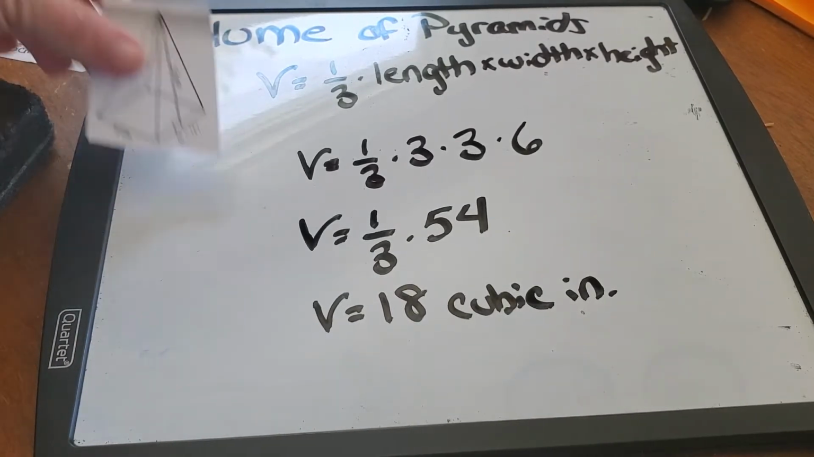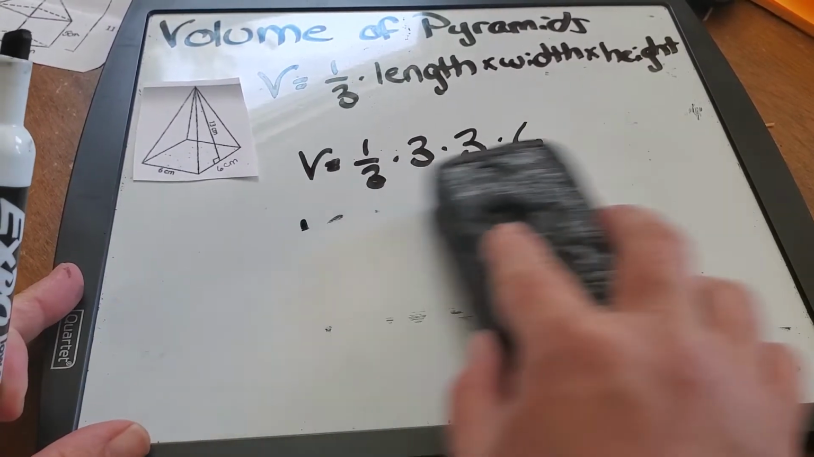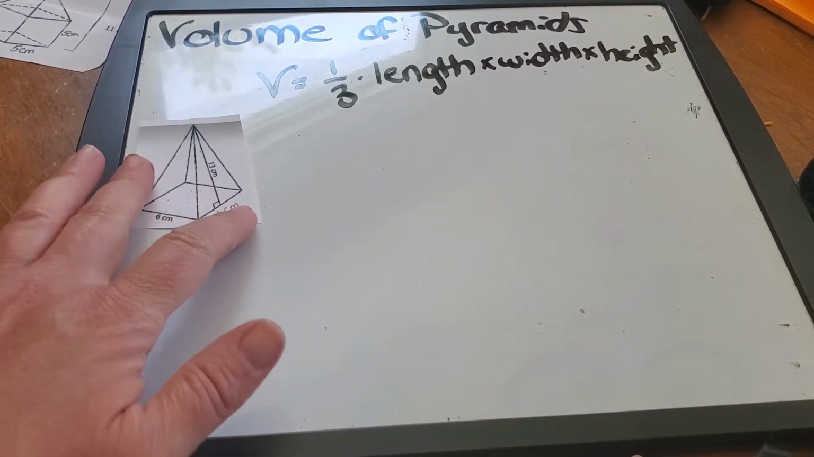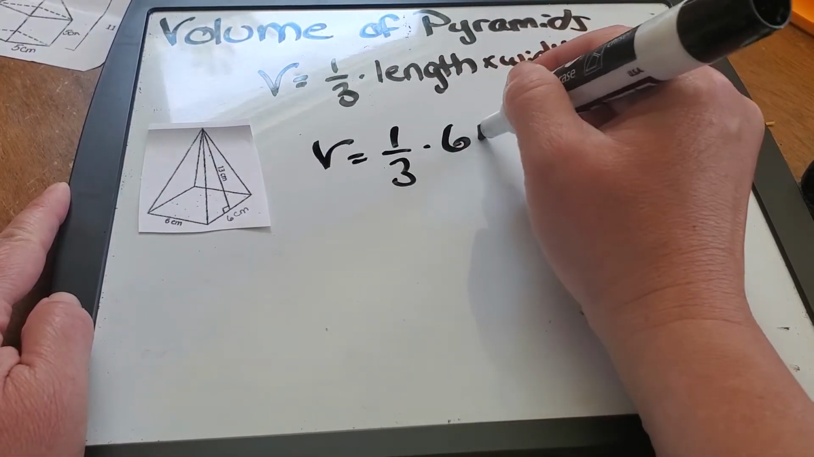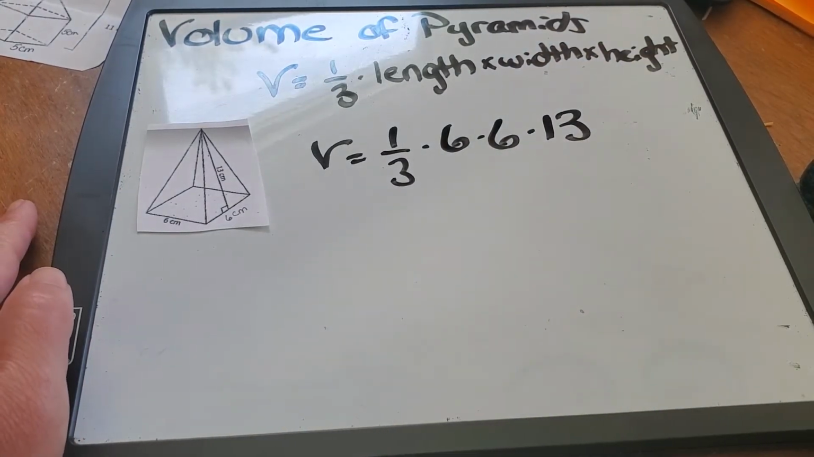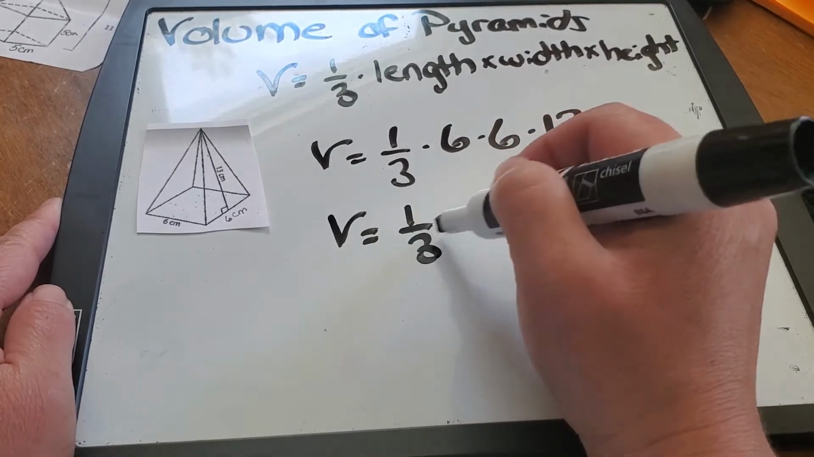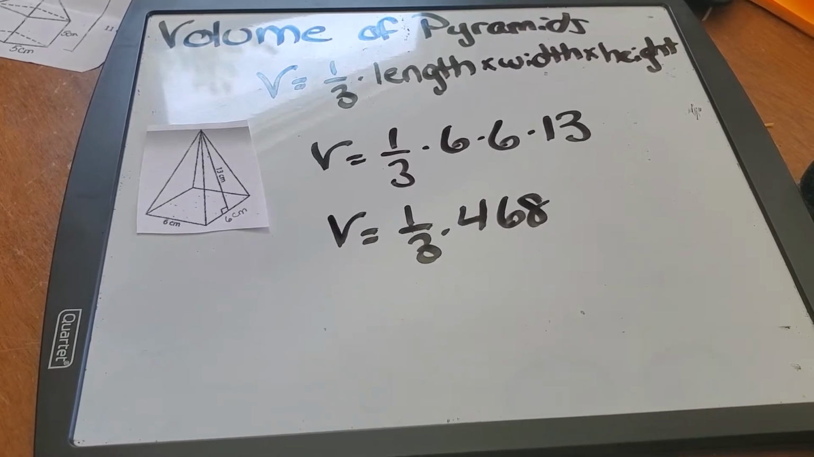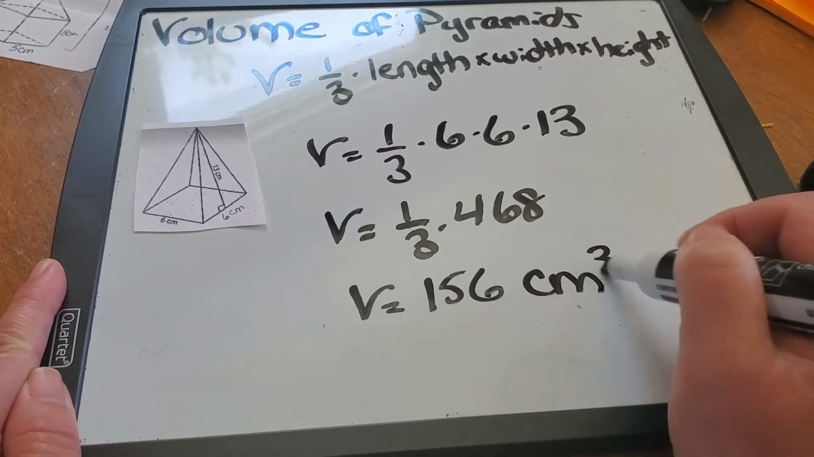Let's do another one like that. Here's another pyramid. To find the volume, I'm going to do 1/3 times the length times the width times the height. So hopefully you can see those numbers. The length is 6. The width is 6. The height is 13. So I'm going to do 6 times 6 times 13, which is 468. And then I'm going to take 1/3 of 468, which you really could just do 468 divided by 3, which is 156 cubic centimeters.